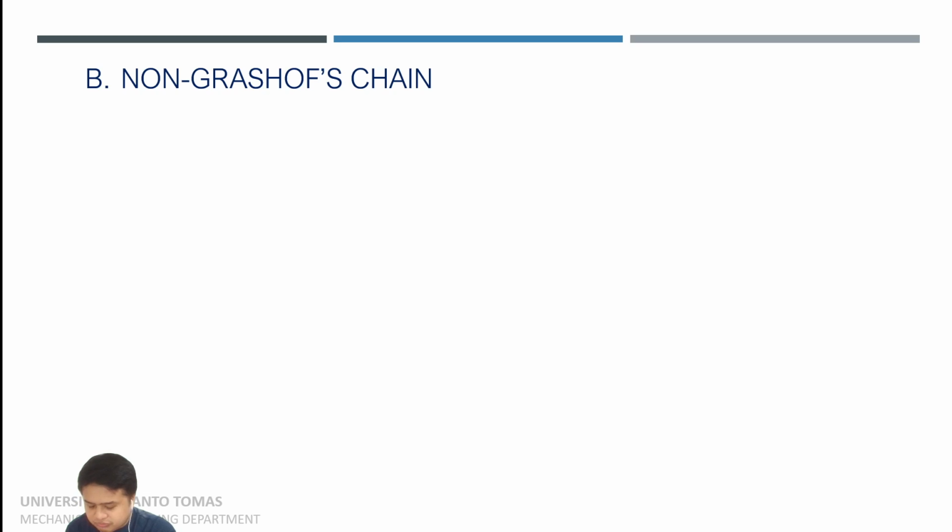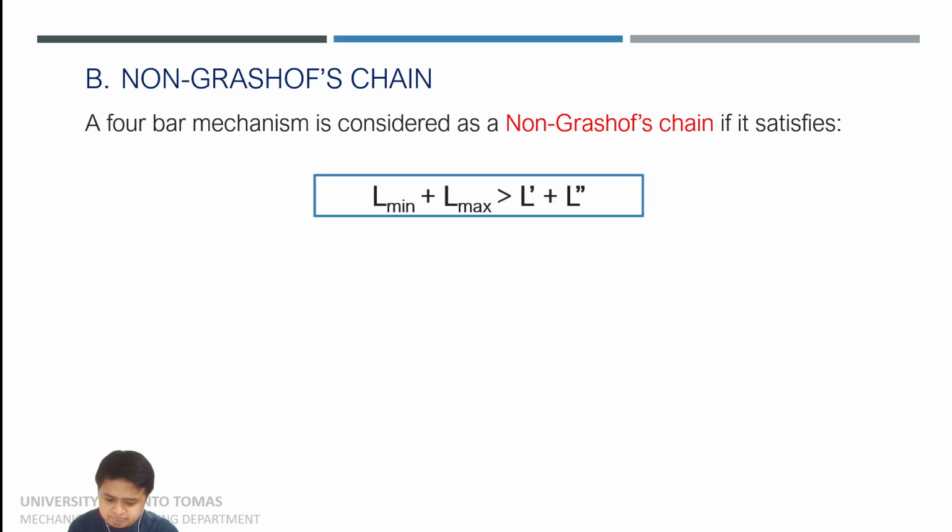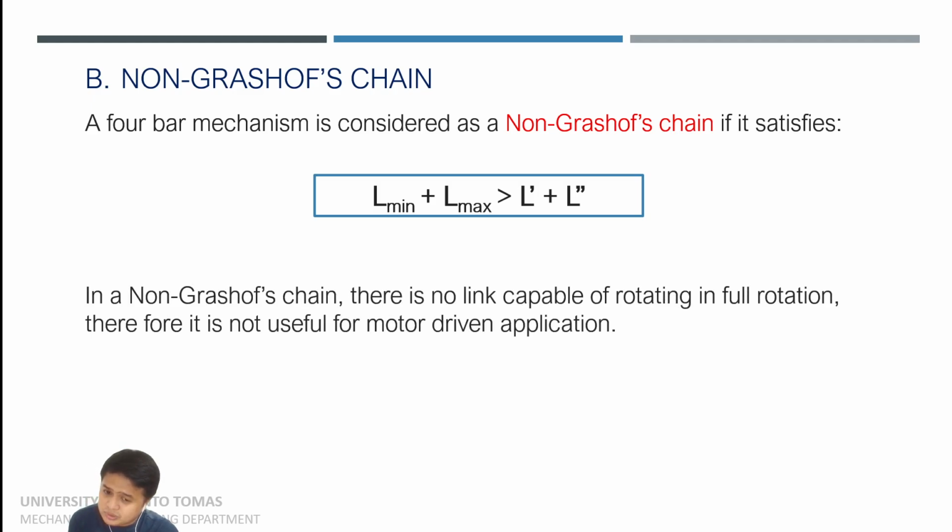Now, if you have a four-bar mechanism that doesn't follow the criterion, meaning the sum of the largest and the shortest links is greater than the sum of the other links, there's still analysis to this. We can still identify what will happen. But usually the non-Grashof chain cannot fully revolve, or no link there can fully revolve. They can only oscillate. That is one thing that you should understand.